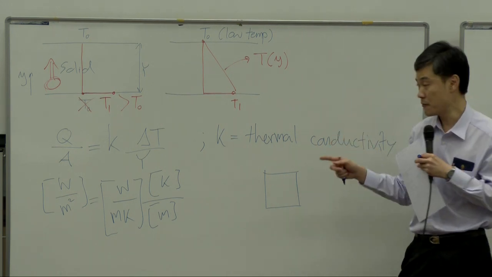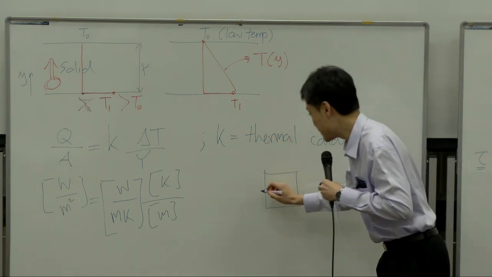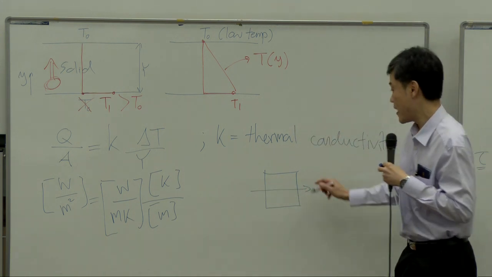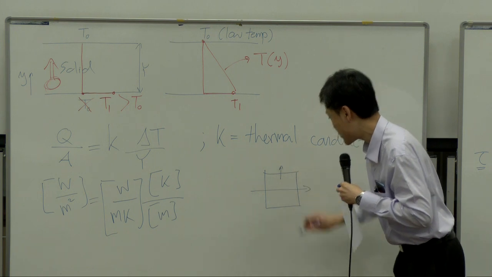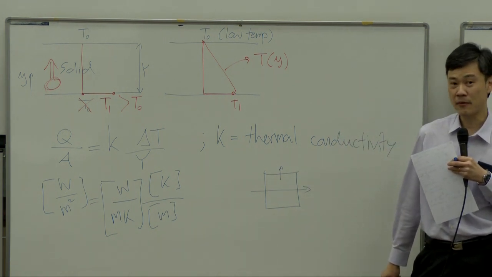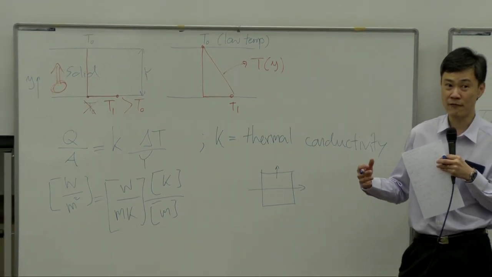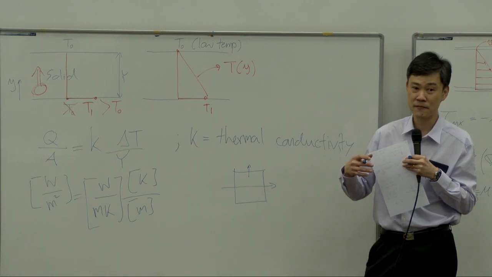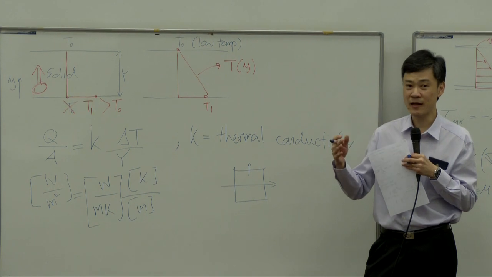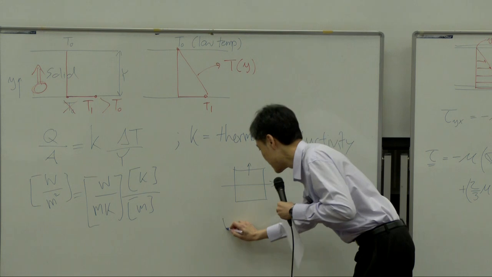Some other material may have K depending on the direction. For instance, some material may have transfer in this direction higher than transfer in this direction. Can you imagine such a material? Heat transfer in one direction is better than heat transfer in another direction? A very common example is wood.